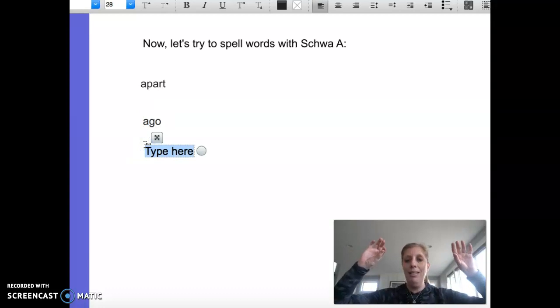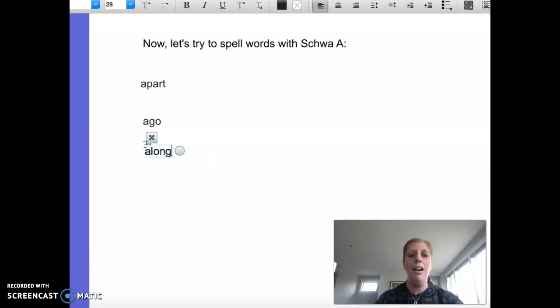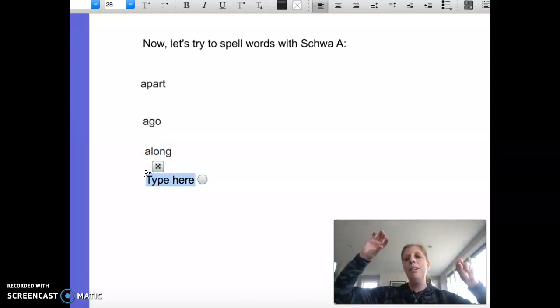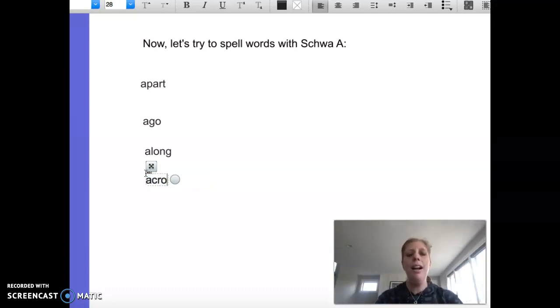How about the word along? So the first syllable is "uh" and the second syllable is long. Along. Okay. How about across? First syllable, "uh," second syllable, cross. Across. And we have to floss the S. Across. How about alive?